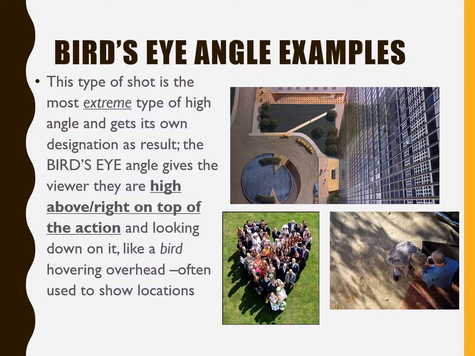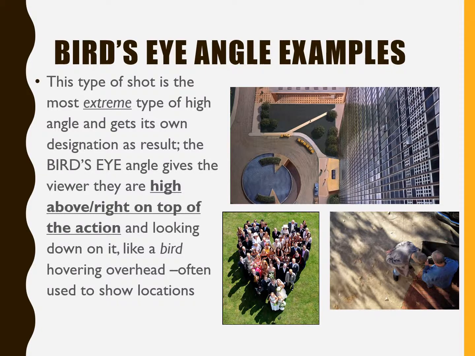Another kind of angle that's a high angle, but a variation of it is called a bird's eye angle, right? It's the most extreme type of high angle. It gets its own designation as a result. It gives the viewer the impression or the feeling that they're high above, right on top of the action and looking down on it. Again, as in the name, like a bird hovering overhead, often used to show locations. Sometimes it's referred to as the God shot because it feels so unnatural.